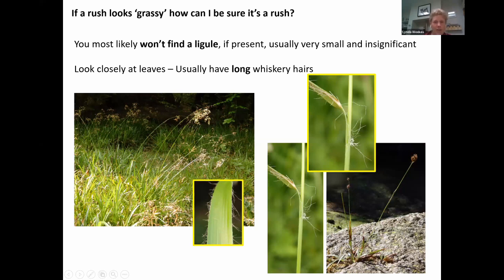The key here, you won't find a ligule for a start if you peel back the leaf. And the other thing is that you will have very long whiskery hairs, just straggly all over the place, either along the margins of the leaves, or particularly with this meadow one here, around the junction of the leaf and sheath. And although you do have whiskery hairs in grasses, in rushes they're particularly long and straggly, as you can see. They almost look like sort of wool fibers or something. So if you have those, you know that you have a rush and not a grass.